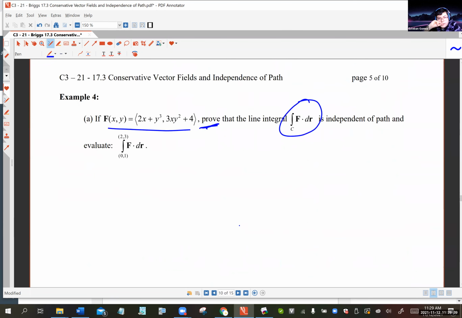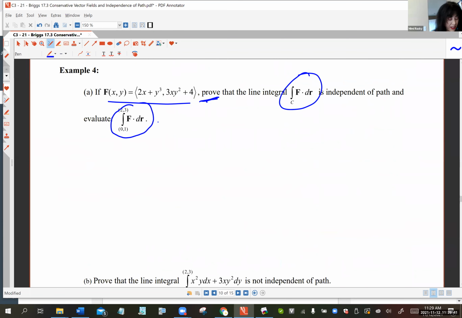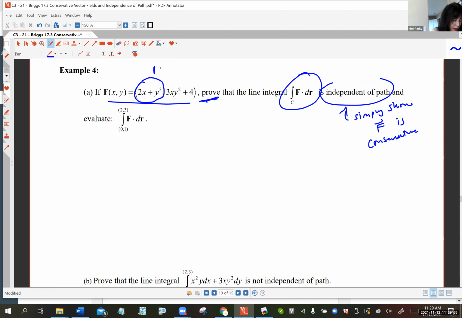And then they want us to evaluate this one right after we show that it is independent of path. So all you have to do is simply show that F is conservative, and you're done. Well, is it? Here's M. Here's N. Does dM/dy equal dN/dx? Because if true, it's conservative. So let's go figure it out.